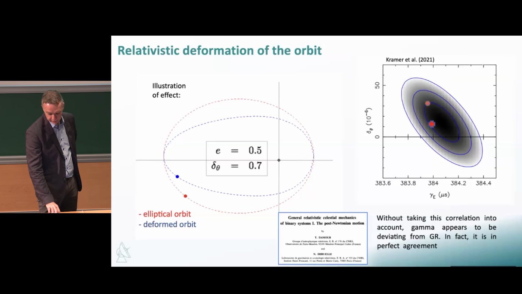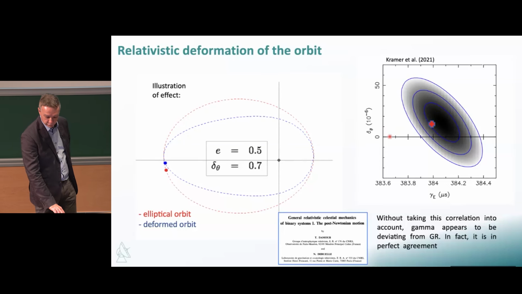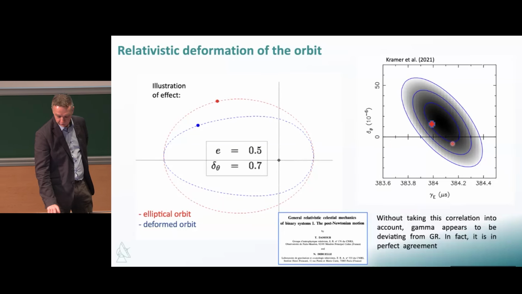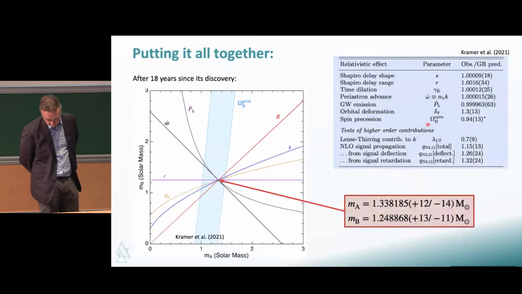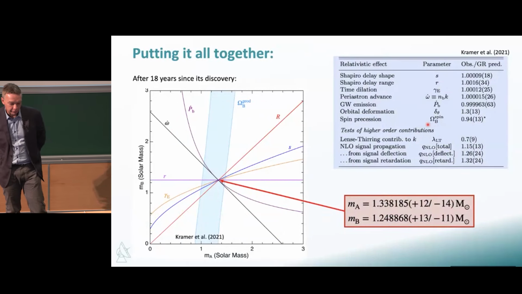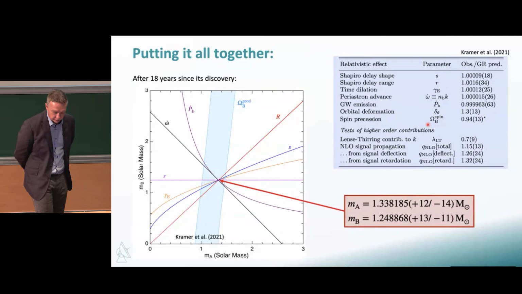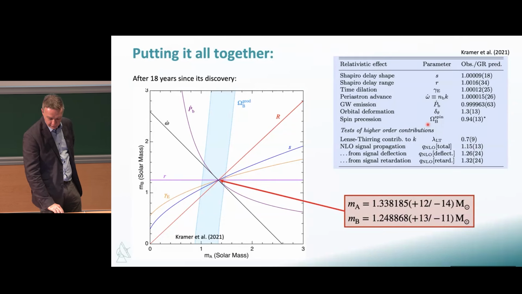We have shown here that it actually correlates with this gravitational redshift parameter gamma. And if you didn't know that the correlation exists, and if you took this parameter to be set to 0, you would actually get a deviation from GR at about a 2 sigma level. But in fact, it's because we see this deformation of the orbit and the correlation of the parameter with gamma in this case. You have seen this diagram before. This is the mass diagram with everything put together. You have also seen the masses.